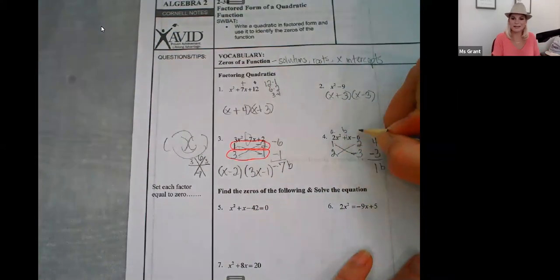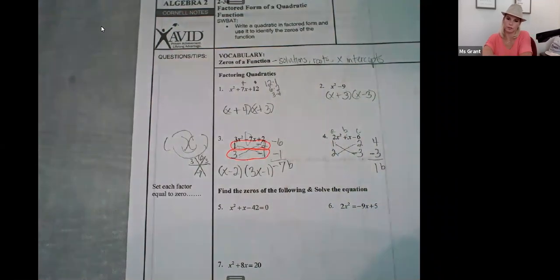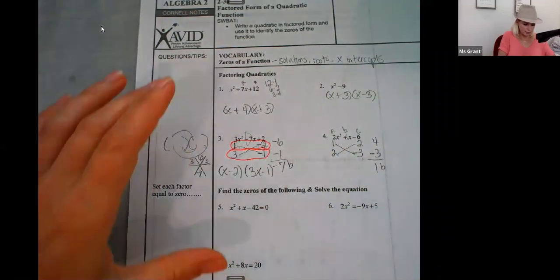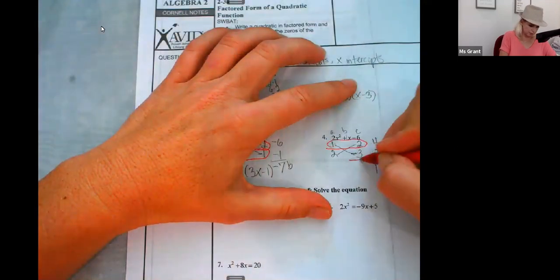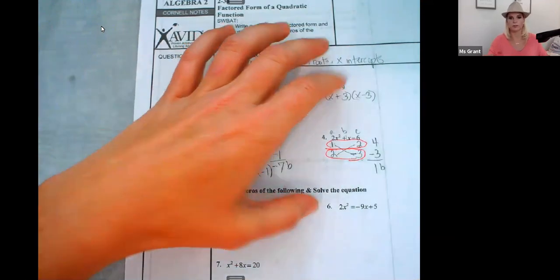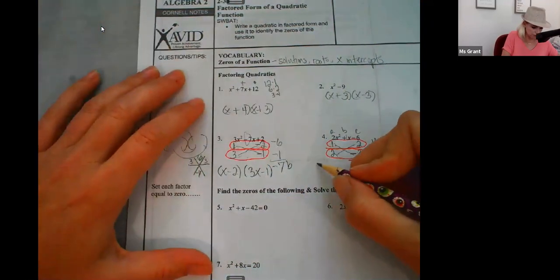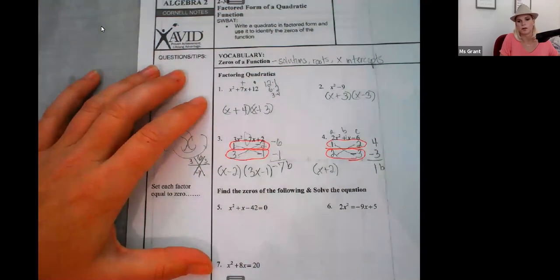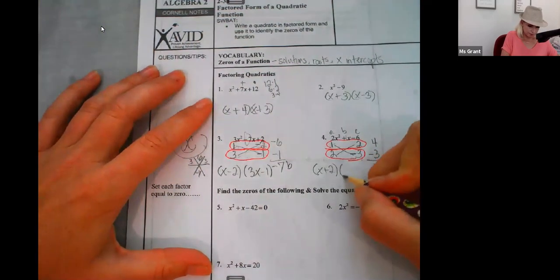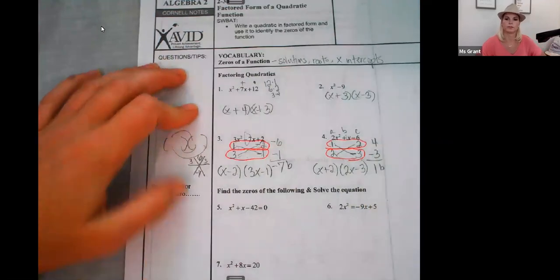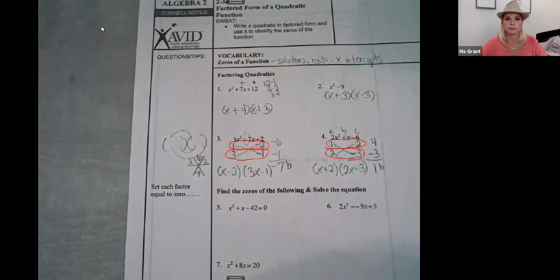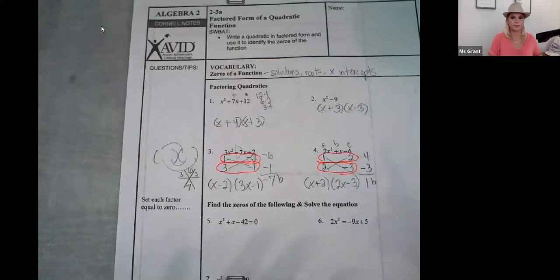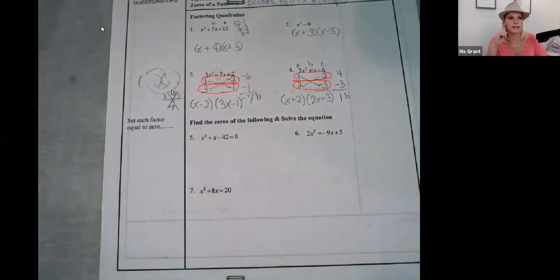Do you want me to put ABC? I don't know. This is my parenthesis, and this is my parenthesis. x plus 2, 2x minus 3. And there's my two factored parentheses. Okay, next, for 5, 6, and 7.